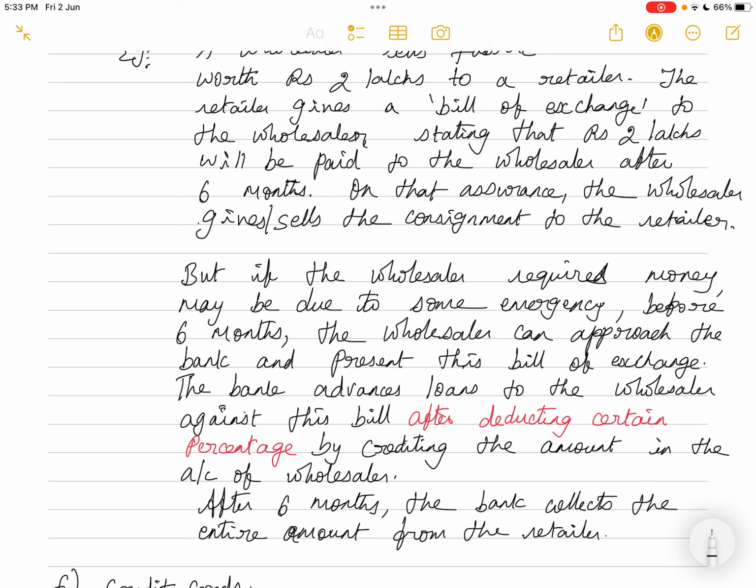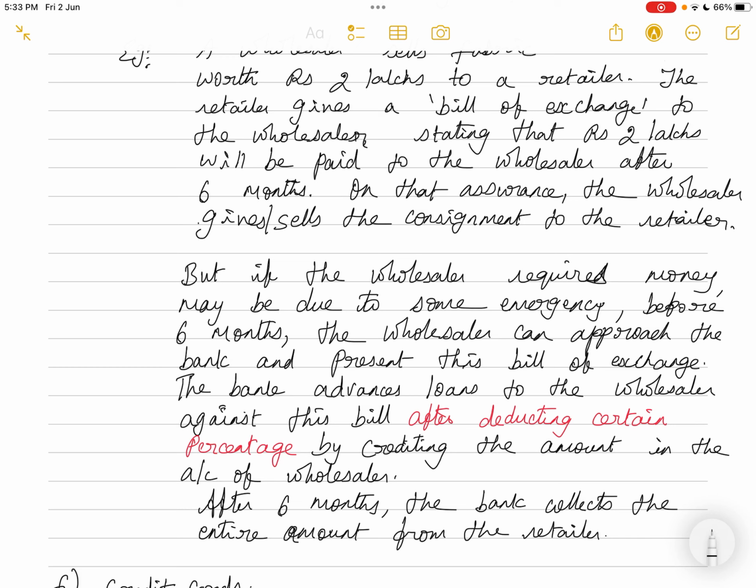What the bank does is advance a loan to the wholesaler against this bill after deducting a certain percentage, by crediting the amount in the account of the wholesaler. So the bill amount is 2 lakhs. The wholesaler presents this bill of exchange to the bank. The bank might not give him 2 lakhs. Maybe the bank gives some 1,75,000. Certain amount is deducted depending upon the rules. Some percentage is deducted by the bank, and the remaining amount is credited to the wholesaler's account.